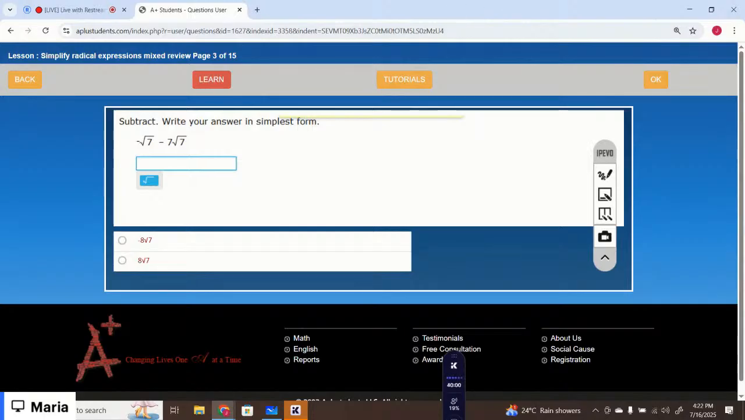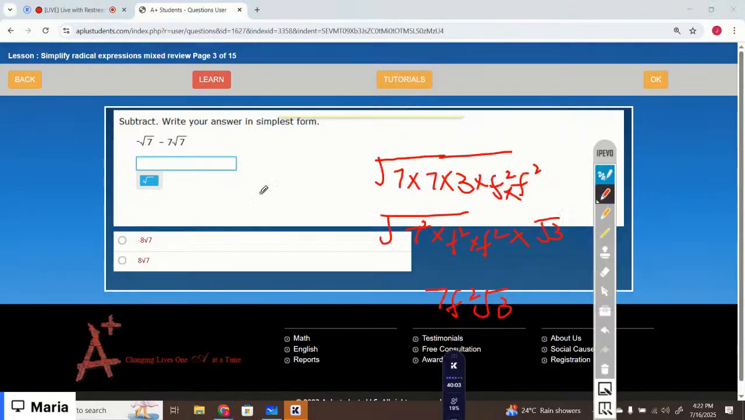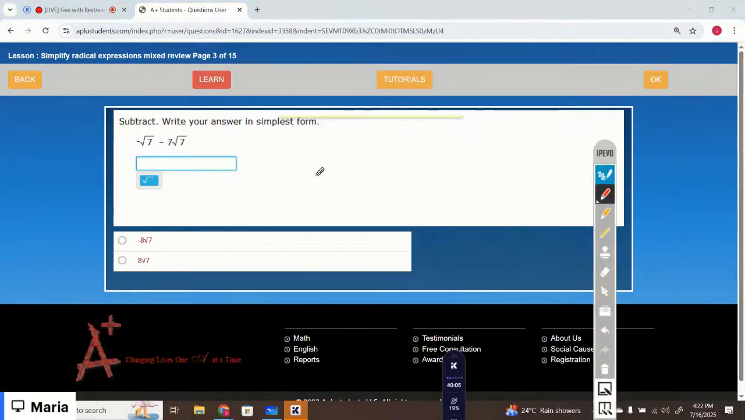Negative 7 minus 7 square root 7. So for both of them, square root 7 is the like term, right? So you can collect the like terms. So negative 7 minus 1 is negative 8 square root 7. Option number 1 is the correct option. That will be negative 8 square root 7. Option number 1 is the correct option.